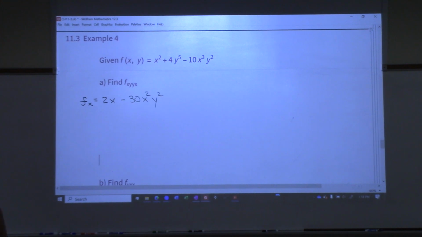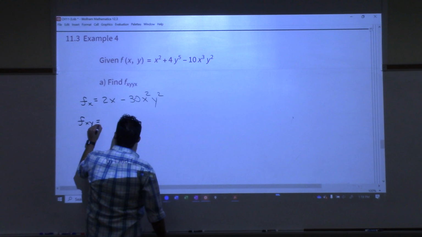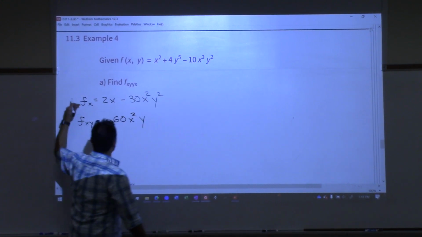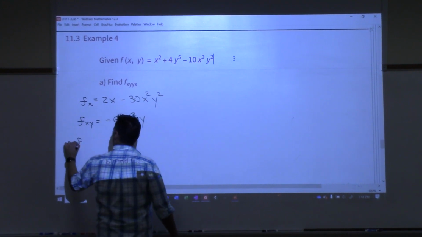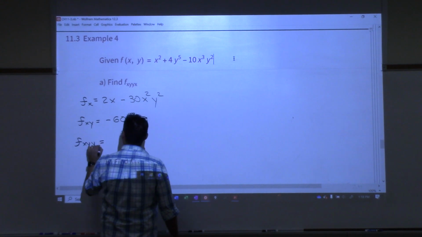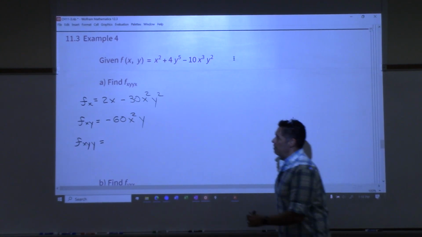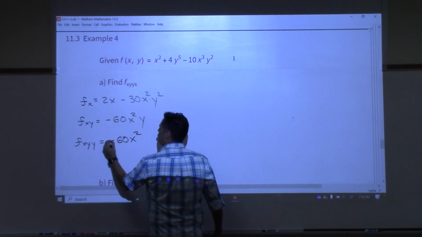Now I'd like to take the partial of that with respect to y. Now we did that already, right? And we got negative 60x squared y. That work we've already done in the previous problem, didn't we? But now I'd like to go with respect to y again. So the partial of this with respect to y would be what? Negative 60x squared, right? Because y is the variable, the negative 60x squared is the constant.